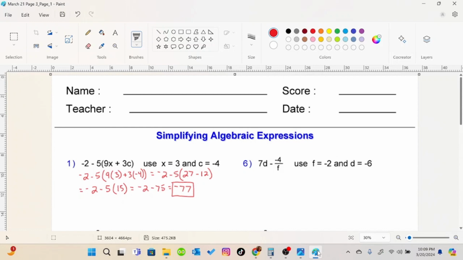Number 6. We're going to substitute -6 in for D. And we're going to substitute -2 in for F. So 7 times -6 is -42. And -4 divided by -2 is 2. -42 minus 2 is -44.